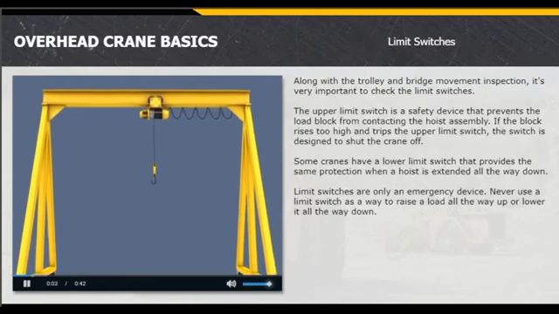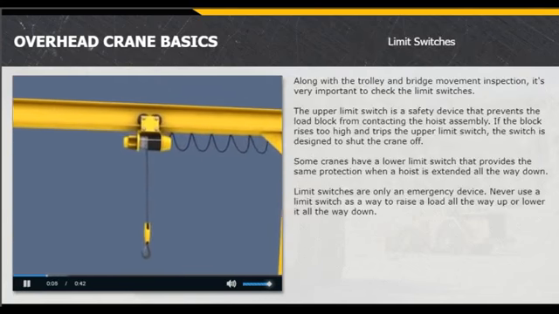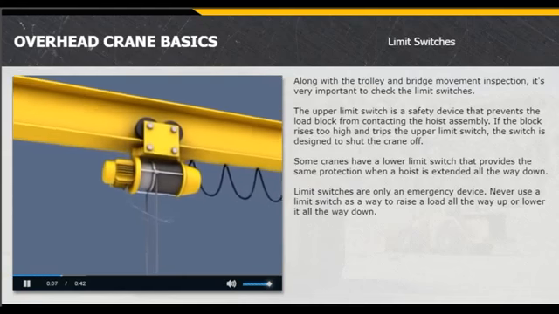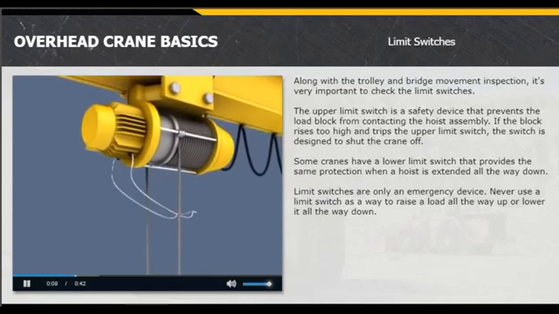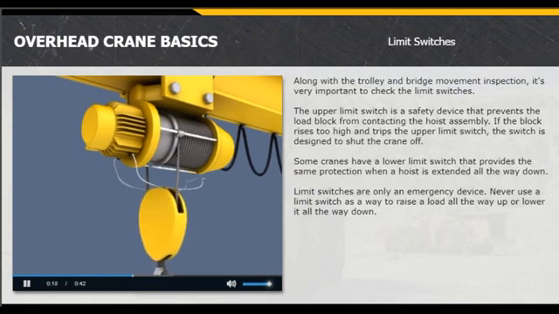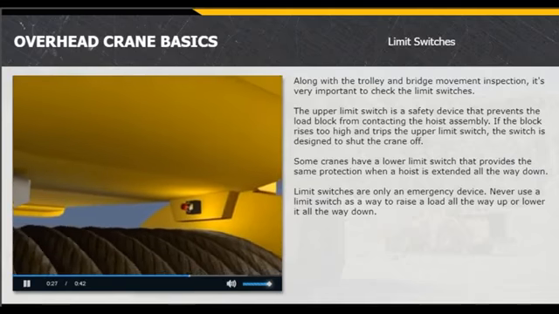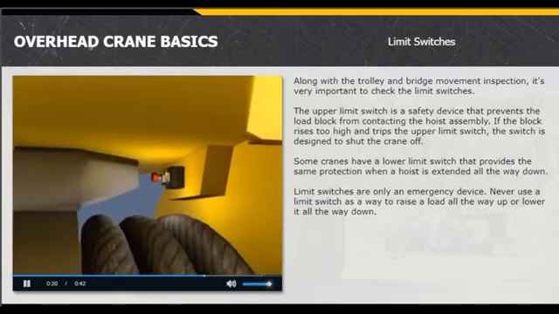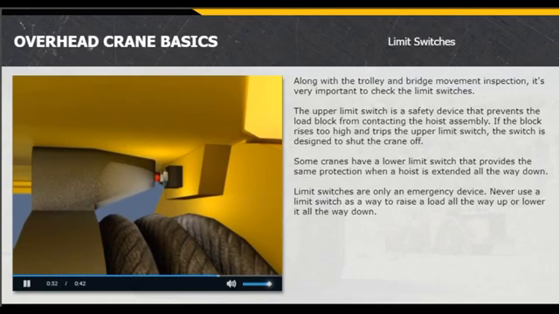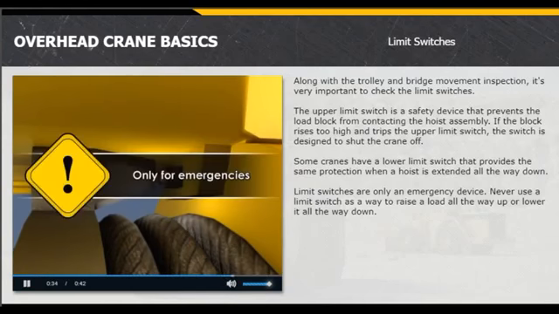Along with the trolley and bridge movement inspection, it's very important to check the limit switches. The upper limit switch is a safety device that prevents the load block from contacting the hoist assembly. If the block rises too high and trips the upper limit switch, the switch is designed to shut the crane off. Some cranes have a lower limit switch that provides the same protection when a hoist is extended all the way down. Limit switches are only an emergency device.